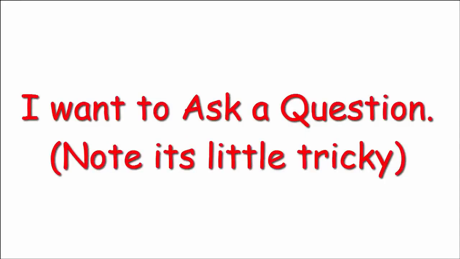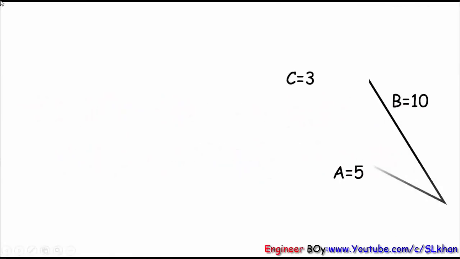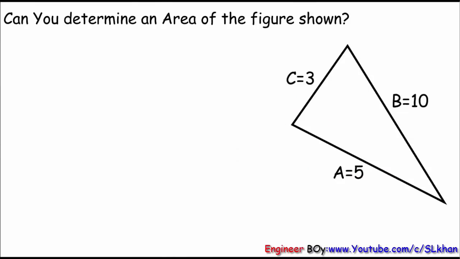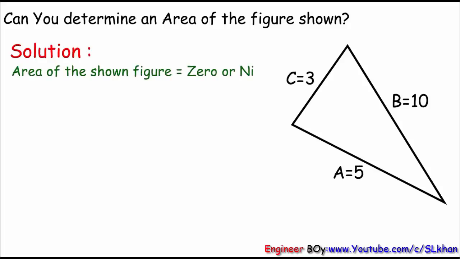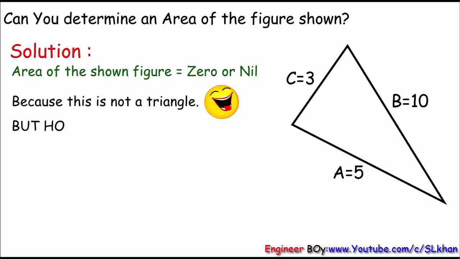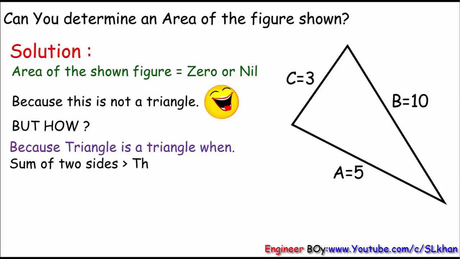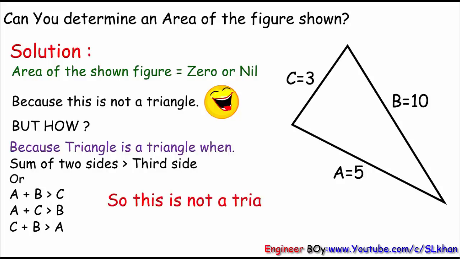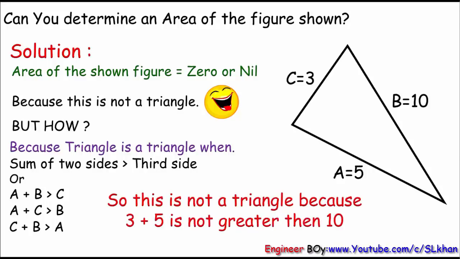And that's it. And the last thing I want to do is ask you a question. I want you to calculate the area of a triangle which has all sides as shown. And I'm sure that you cannot solve it. So I want to solve it as well. Remember, this geometry does not have any area because this is not a triangle. You can ask me how. Because the sum of two sides of a triangle must be greater than the third one. And the shown triangle does not satisfy the rule, so this is not a triangle, which means the shown thing does not have any area.